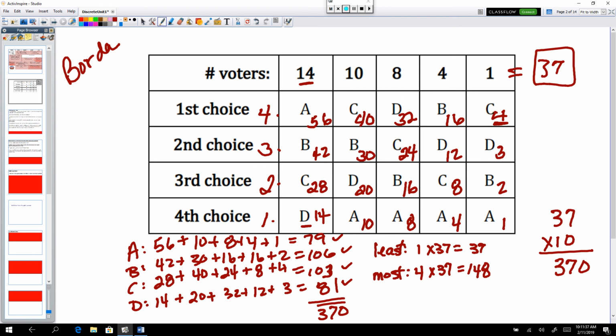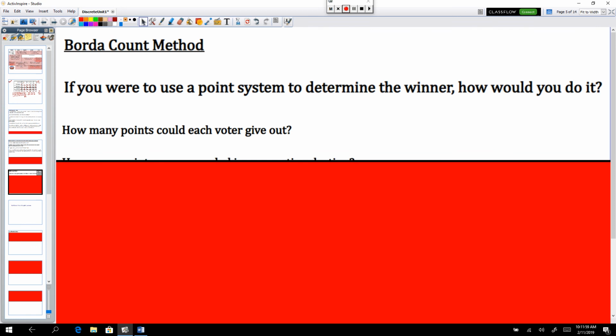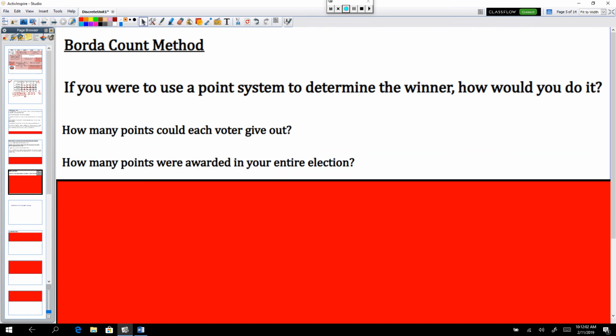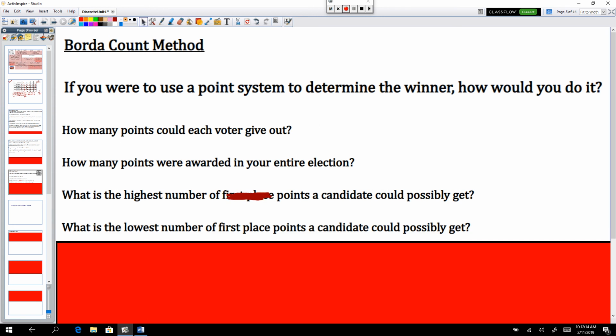So be able to answer all of those questions. How many points on a single ballot? How many points in the entire election? The least number of points a candidate could earn in the election, and the most number of points a candidate could earn in the election. And so that's what the rest of these notes are about. How many points could each voter give out? In this election, it's 10. Entire election, that's 370. Highest number of points, 4 times 37. Lowest number of points, 37.